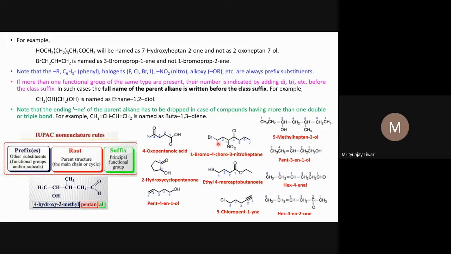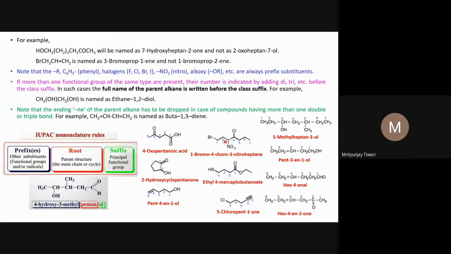For this compound, from where will we start the numbering? From this side we will start the numbering to give these substituents the lowest possible numbers. So we will start with this bromine: 1, 2, 3, 4. So 1, 3 and 4 substituents will be at these positions. If you start from this end, 1, 2, 3, 4, 5, then the substituents will be at the fourth, fifth and seventh positions. That will not be according to the IUPAC rules. So we will have to follow this way.